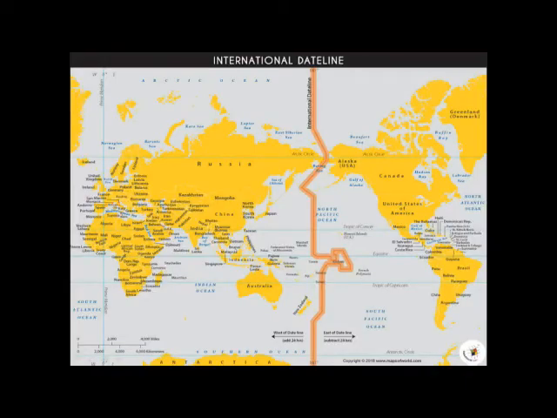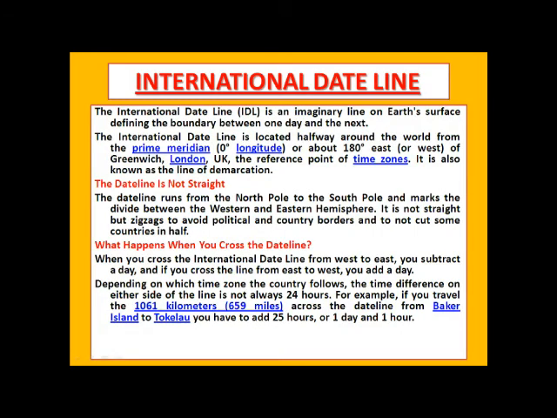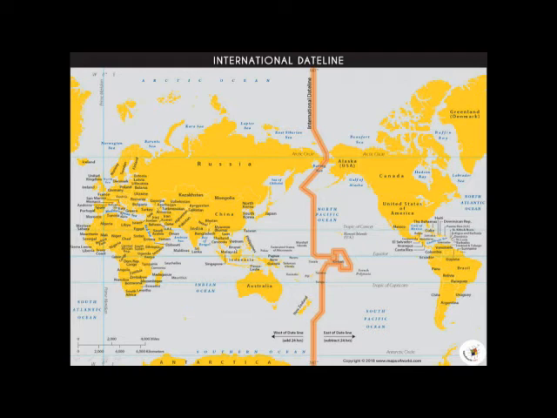So the international date line is an imaginary line. There is no such line actually drawn. It is an imaginary line on the earth's surface, defining the boundary between one day and the next. The international date line is located halfway around the world from the prime meridian, 0 degree longitude, or about 180 degrees east or west of Greenwich, London, UK, the reference point of time zones. It is also known as a line of demarcation.